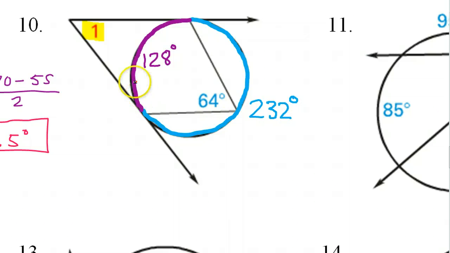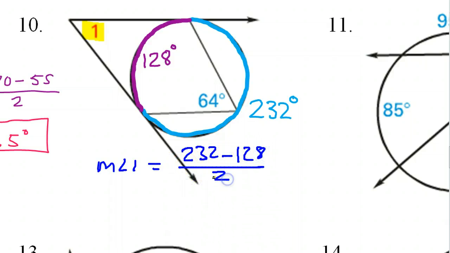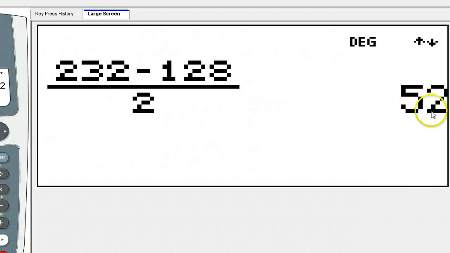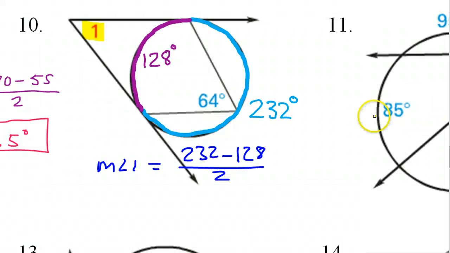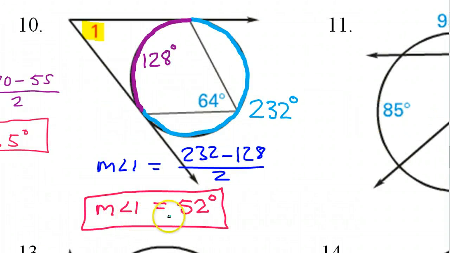Now I'm ready to do the formula. The measure of angle 1, which is my target, should equal the big arc minus the small arc divided by 2. So that should equal 232 minus 128 divided by 2. 52 degrees. So the measure of angle 1 is 52 degrees. And that's the answer to number 10.